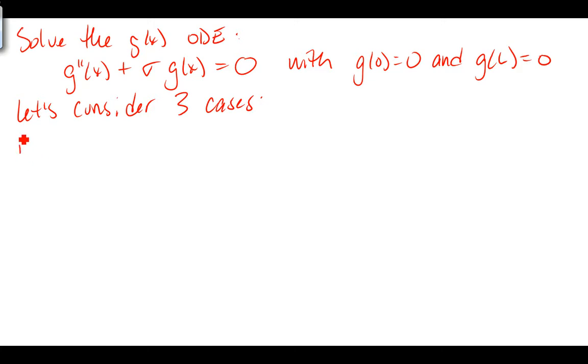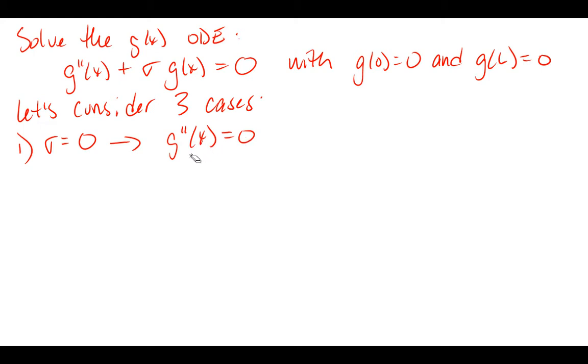Because we know nothing about what this sigma is. Let's consider a very silly case first. What if sigma was 0? Well, if sigma was 0, then my ODE would just be this, right? Obviously, if sigma is 0, it kills this, and so we'd be here. Now, we don't need any fancy math to know what's the solution of the second derivative equal to 0.